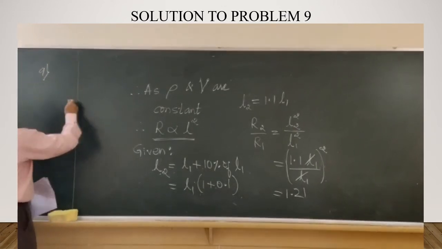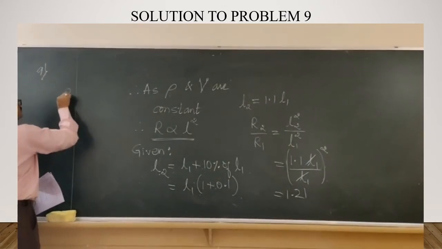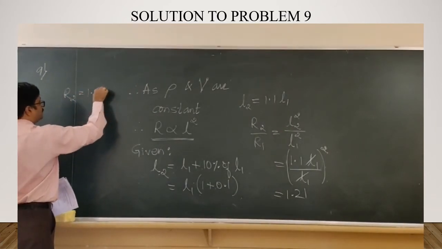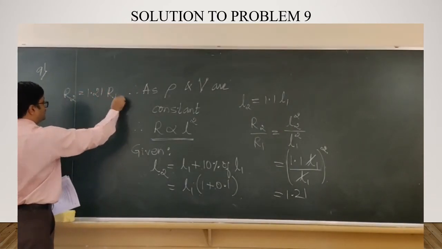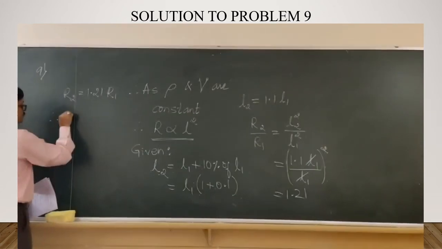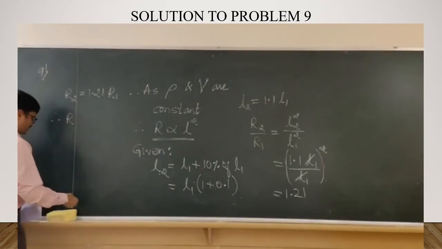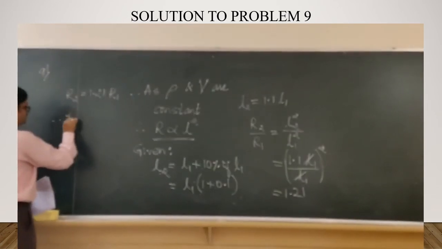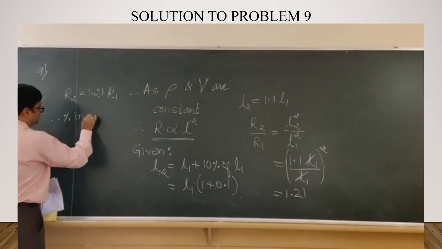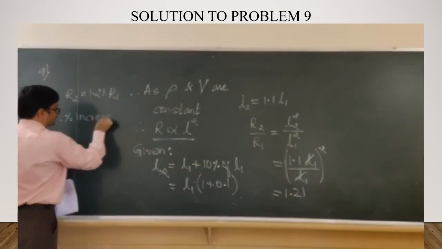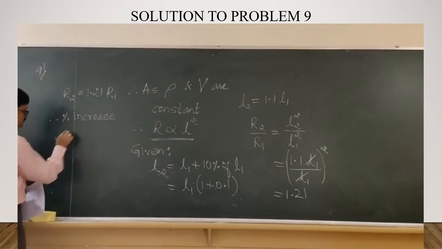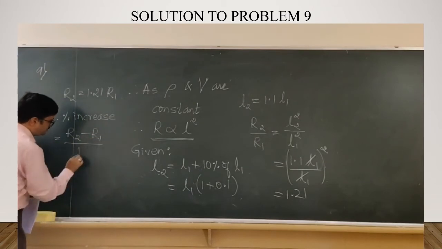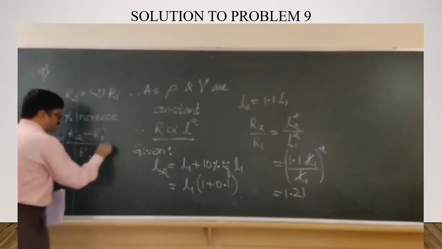See here, we have R2 is equal to 1.21 times R1. Therefore, percentage increase is equal to (R2 minus R1) divided by R1, into 100.